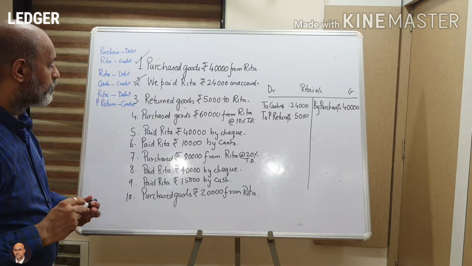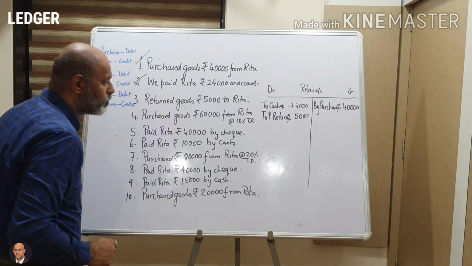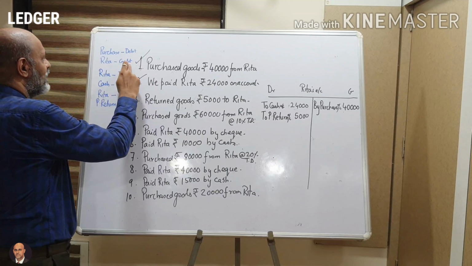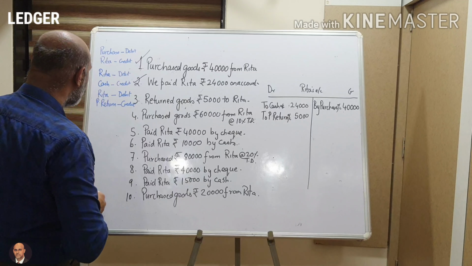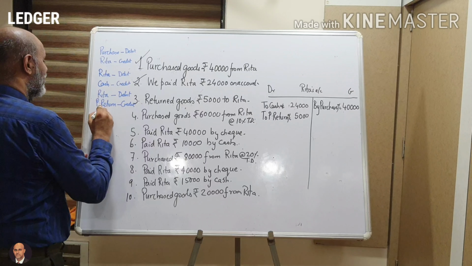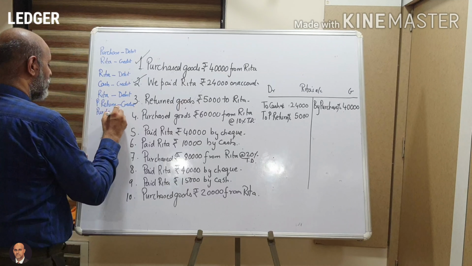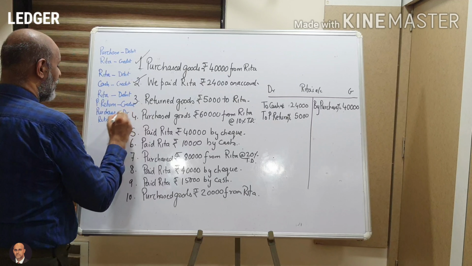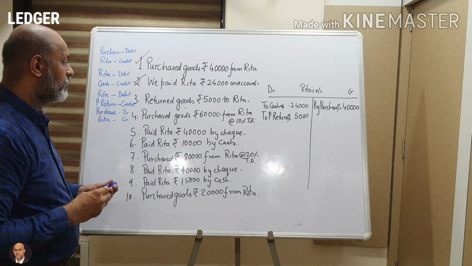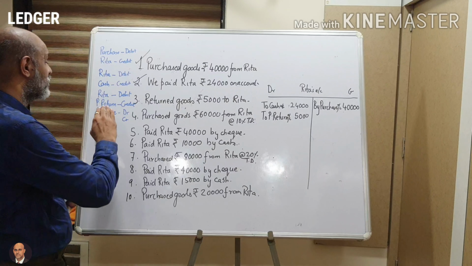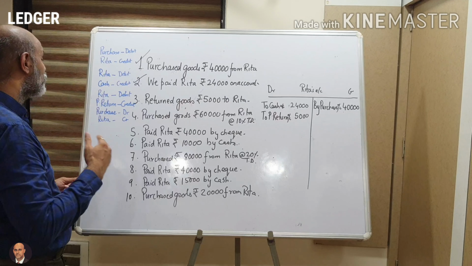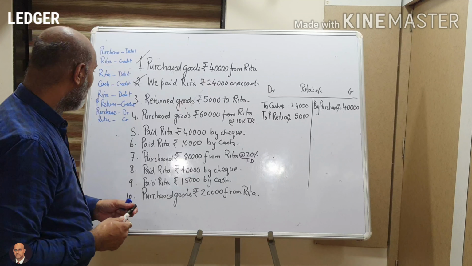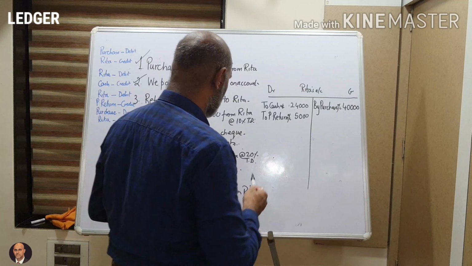We go to the next one. Purchase goods rupees 60,000 from Rita at 10% trade discount. Same as before, purchase and Rita. Only thing here, you will write down the amount minus the 10% trade discount. So it's purchase and Rita. Purchase is debit and Rita is credit. She is the giver. So I go to Rita's account and write down by purchase 54,000.